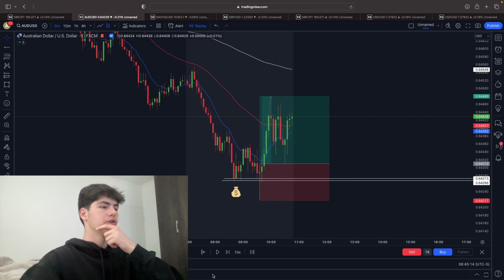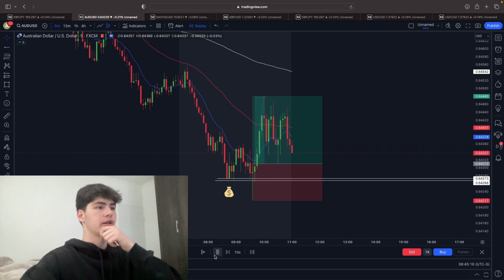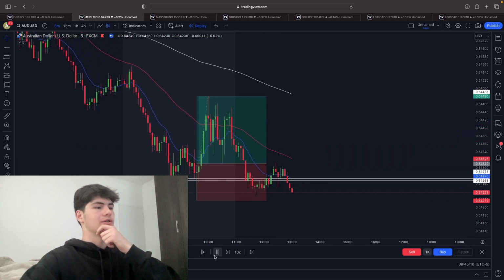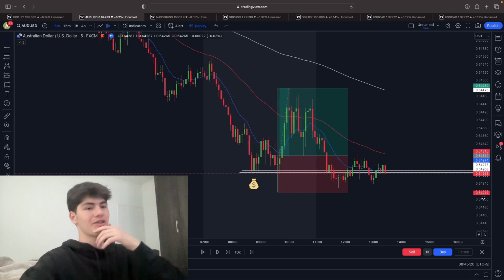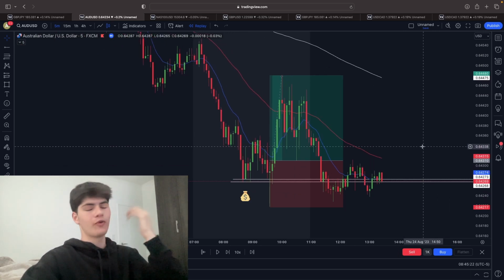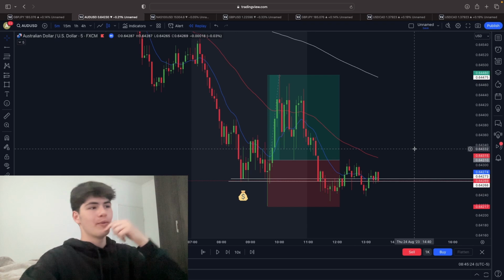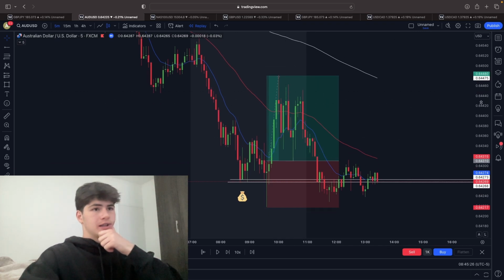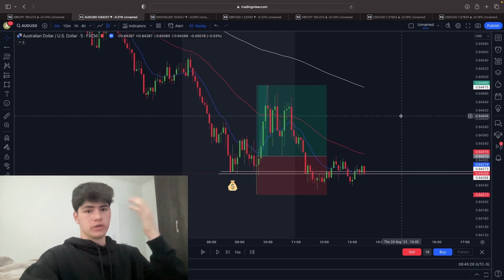And then you could have held this because they were in a 4-hour demand. Okay, no, it did not win. Well, only the liquidity grab won. The 4-hour demand doesn't look like a 1, but yeah. Now we're going to move on to the next setup.